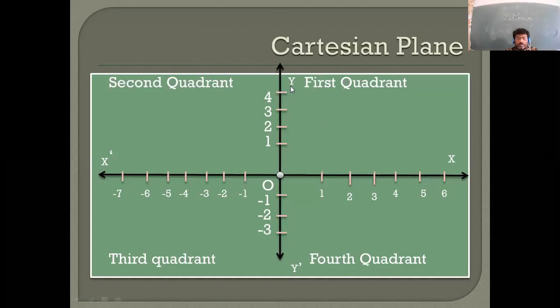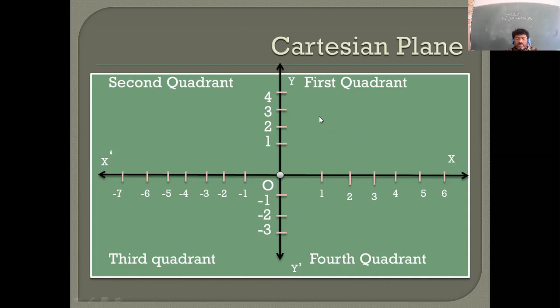This is the Cartesian plane. When you draw two number lines, the whole plane is divided into four parts. Each part is called a quadrant, Q-U-A-D-R-I-N-T. This is the first quadrant, second quadrant, third quadrant, fourth quadrant. This horizontal number line is marked as X and here X dash. Upside you can see one small symbol, that you have to read as X, X dash. The vertical number line should be read as Y, Y dash.